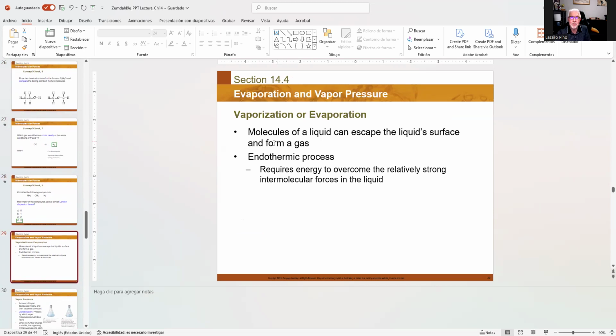Vaporization or evaporation: molecules of a liquid can escape from the liquid surface in the form of gas. It is an endothermic process because it requires energy to overcome the relatively strong intermolecular forces in the liquid.